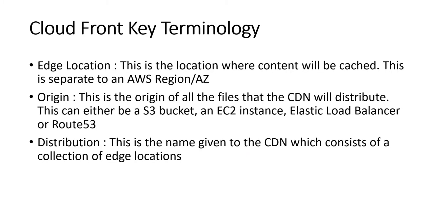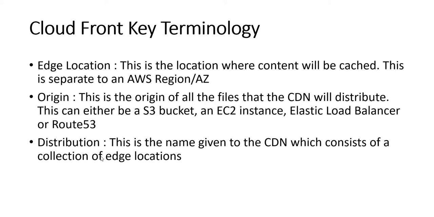CloudFront key terminology. These are things you should remember. What is an edge location? I have already covered this in my first lecture on AWS. An edge location is a location where content will be cached. This is separate from an AWS region or an availability zone. You can see where the edge locations are by going to the AWS website itself. Currently it is around 50 or maybe more.